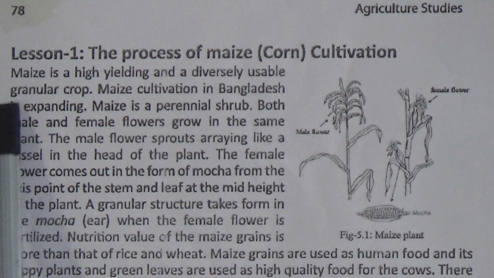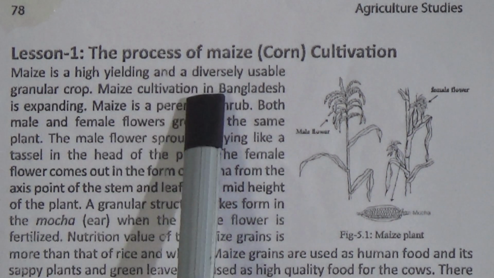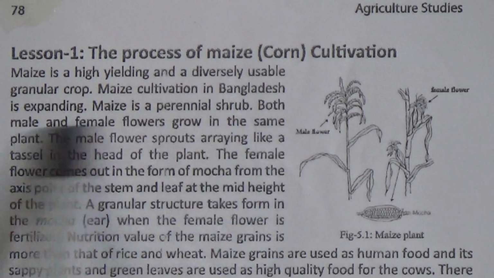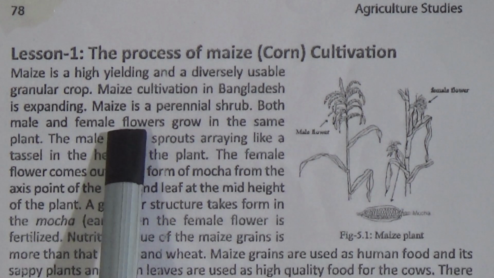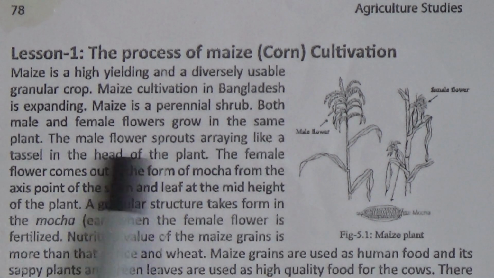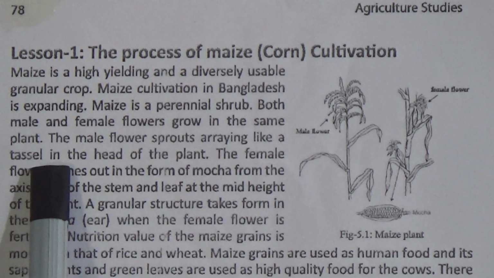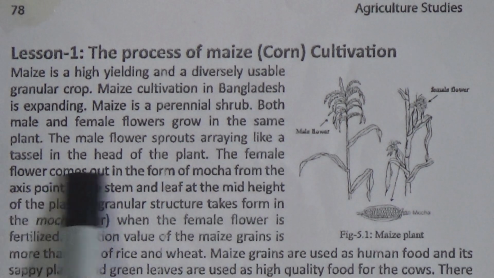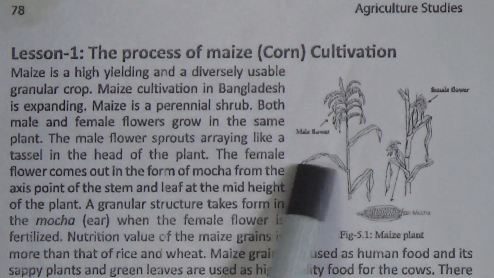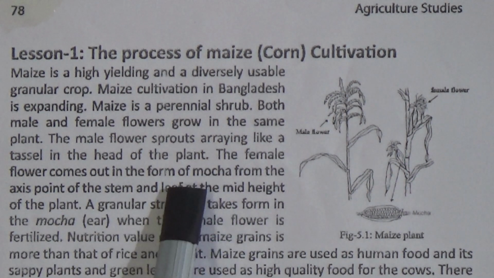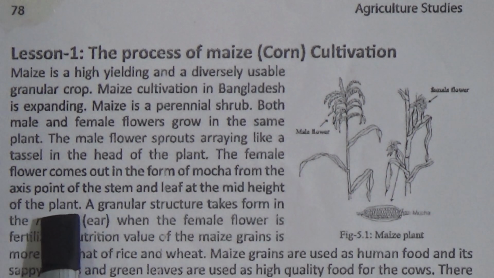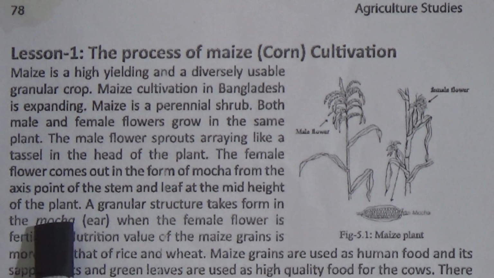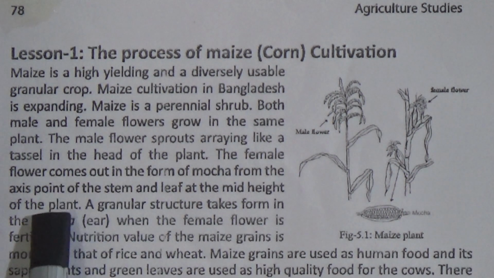Let us start reading. Maize is a high yielding and a diversely usable granular crop. Maize cultivation in Bangladesh is expanding. Maize is a perennial shrub. Both male and female flowers grow in the same plant. The male flower sprouts airing like a tassel in the head of the plant. The female flower comes out in the form of mocha from the axis point of the stem and leaf at the mid-height of the plant. So there is difference between male flower and female flowers.